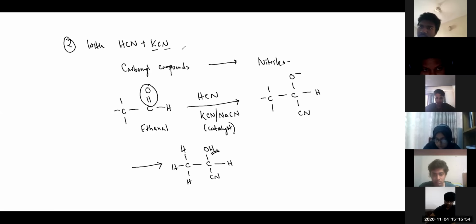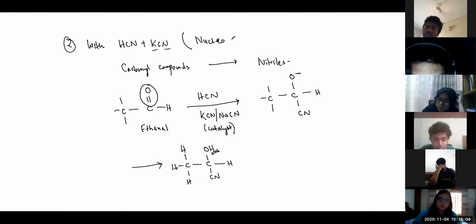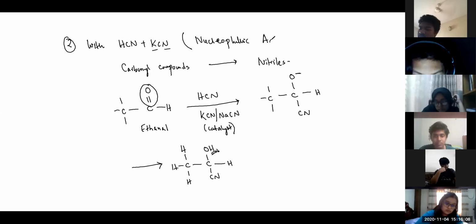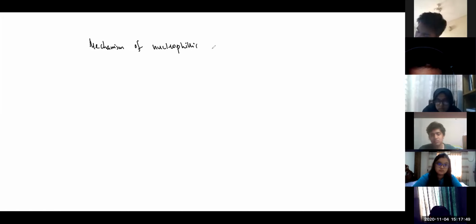What is the name of this mechanism? Nucleophilic addition. Mechanism of nucleophilic addition.